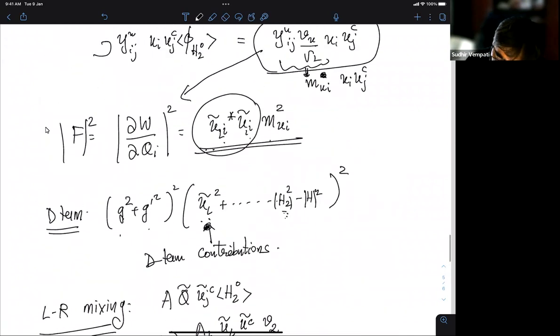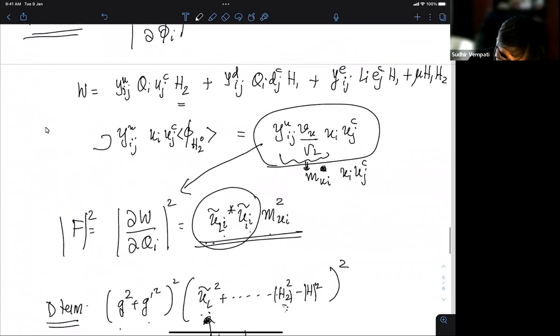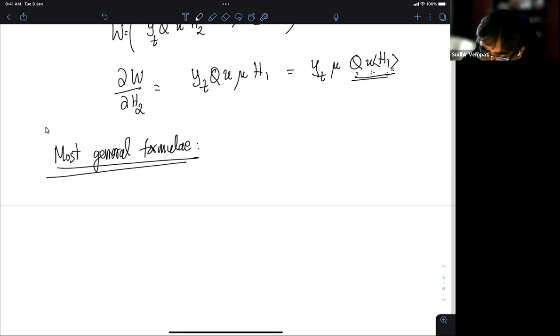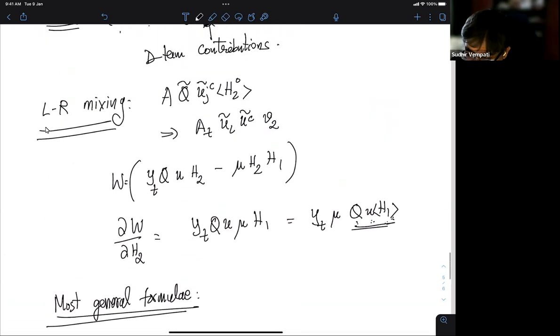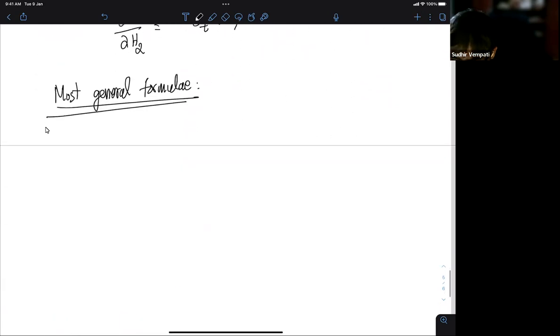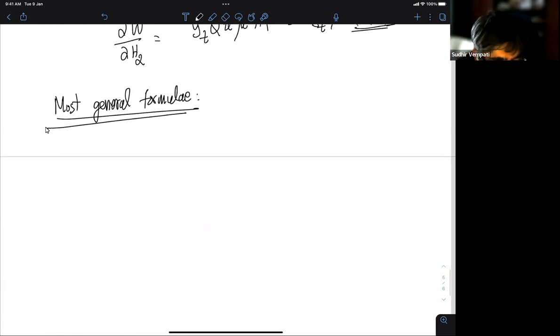These are the left terms. So the most general formulas I'll write down now. Are you all convinced with this? Okay. Hello? I'm hoping you're convinced.